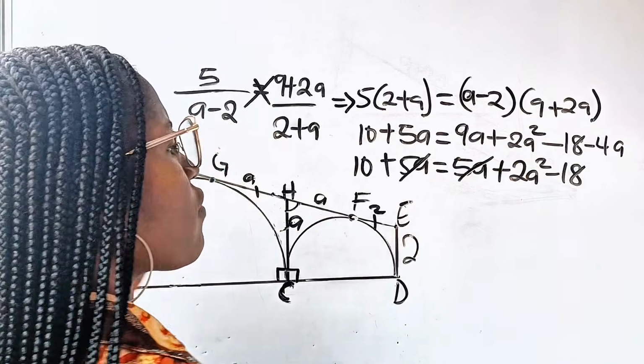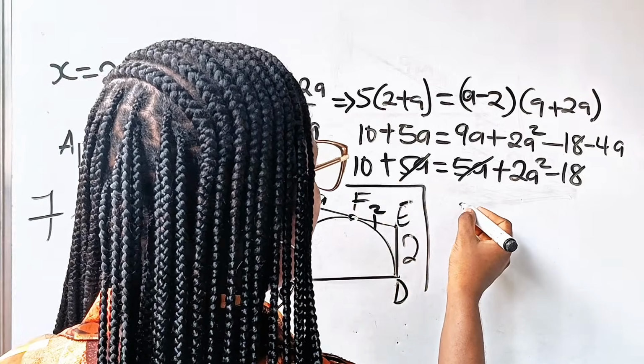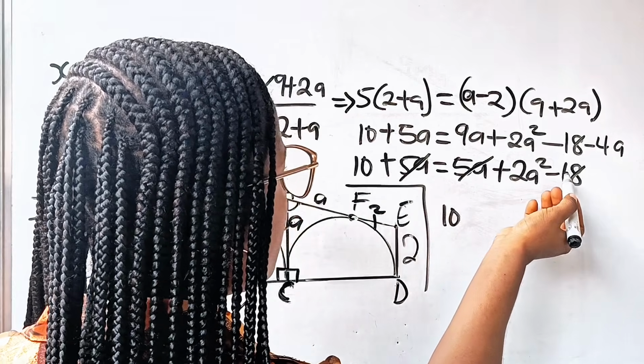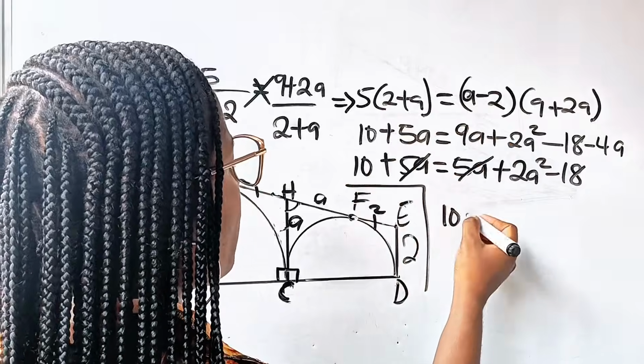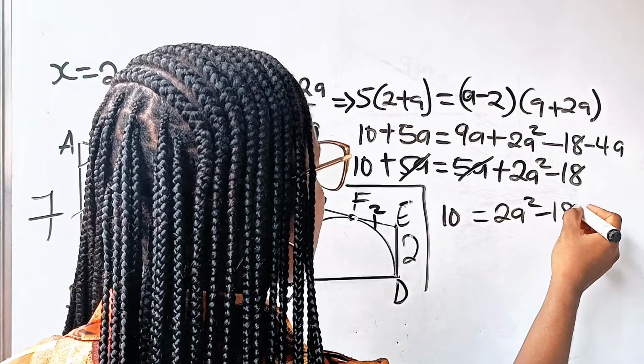So 5A and 5A will go, right? And then we have 10. Let's transfer minus 18 to this. Okay, first of all, we have 10 is equal to 2A squared minus 18.